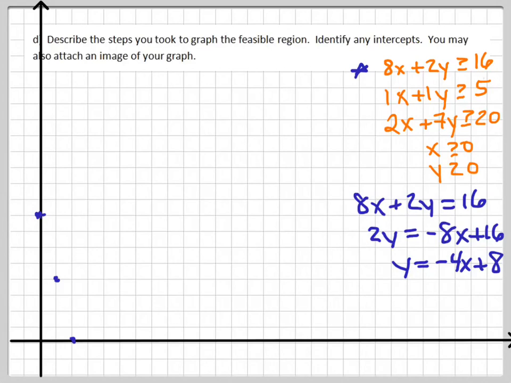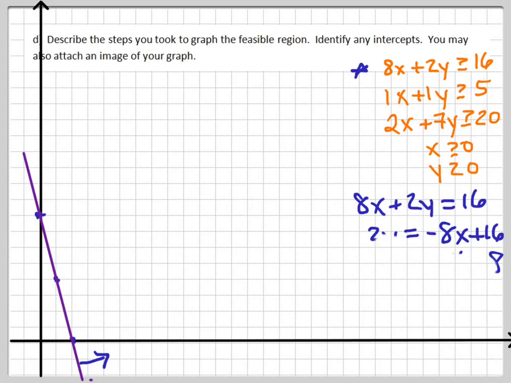Notice I am dealing only with inequalities which are greater than or equal to, or less than or equal to, so all of these are going to be solid lines. There's my line, and for this inequality I should be shading above that line, since 0, 0 makes the original inequality false.